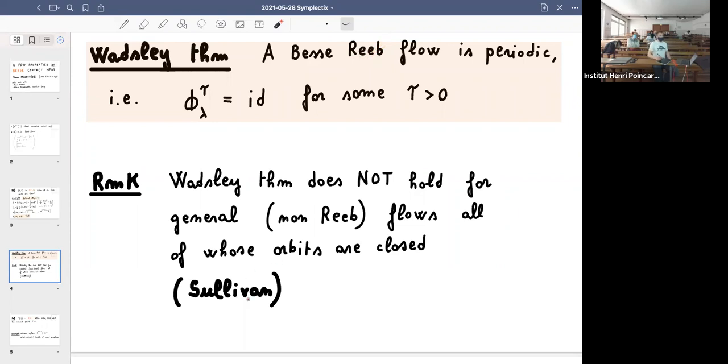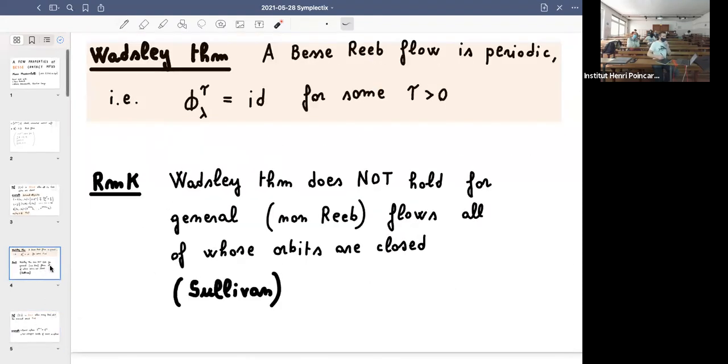There's an example due to Dennis Sullivan, possibly even more examples, but the first one was given by Dennis Sullivan, of a vector field on a closed manifold, all of whose orbits are closed, but there's no common period because the periods are unbounded. Somehow the Reeb condition forces a uniformly bounded period, and once you have a uniformly bounded period.